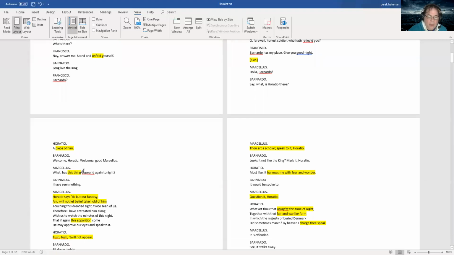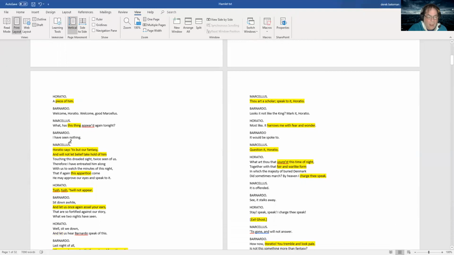And Marcellus goes on, saying to Bernardo, "What, has this thing appeared again tonight?" Okay, if we've read ahead, we know the thing he's referring to is the ghost. But at this point, it's a thing. It's not revealed to us, and even the way that they're discussing it, even though they've seen it already, they don't know what to make of it. "Has this thing appeared again tonight?" And Bernardo says, "I have seen nothing." And now we're going to learn more about why Horatio's there.